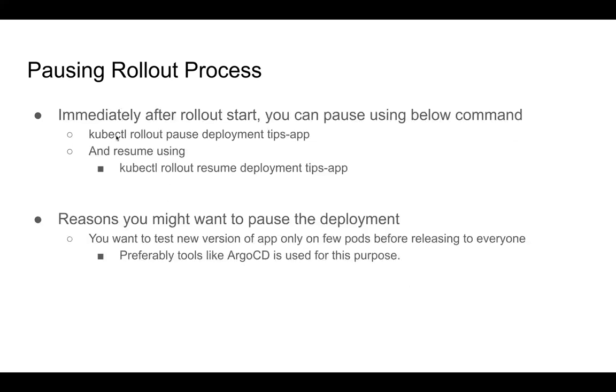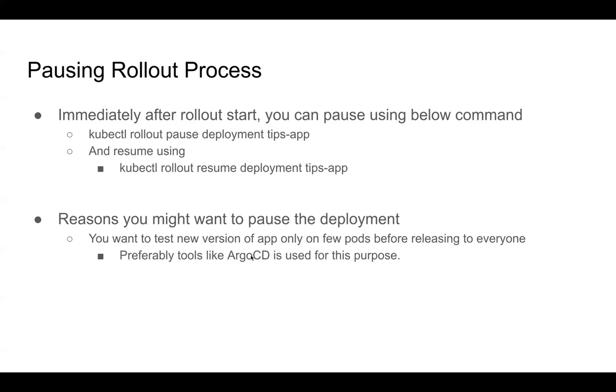So the process to pause is kubectl rollout pause deployment tips app, and you can resume using kubectl rollout resume deployment tips app. And why do you want to pause it? You want to pause it because you want to test the new version on a few pods first before you roll it out to everyone. That's one way to handle the rollout process.